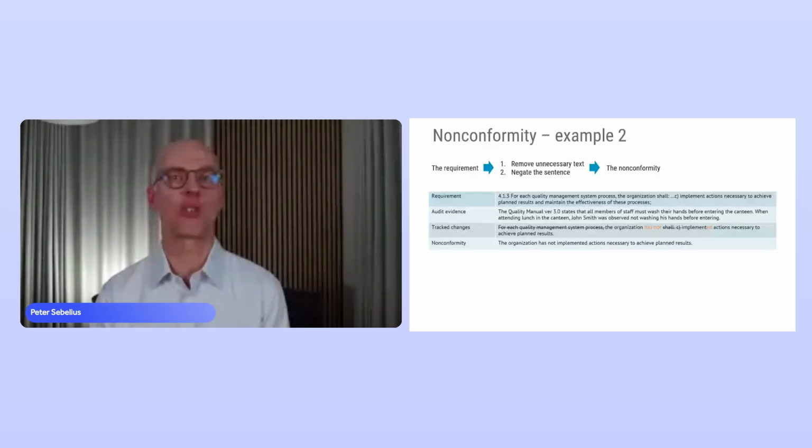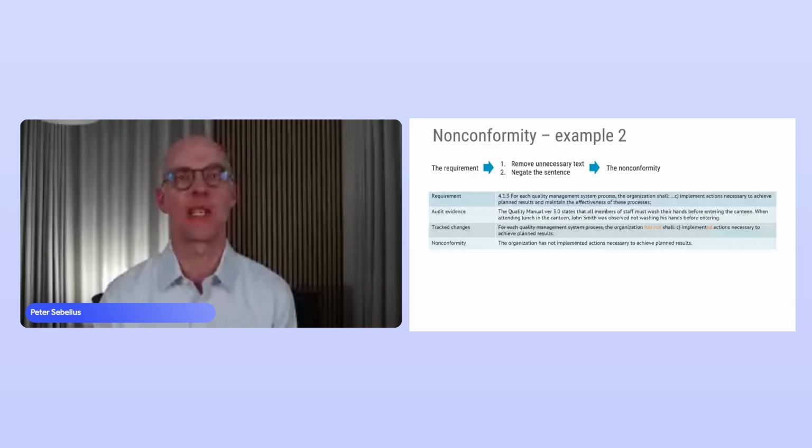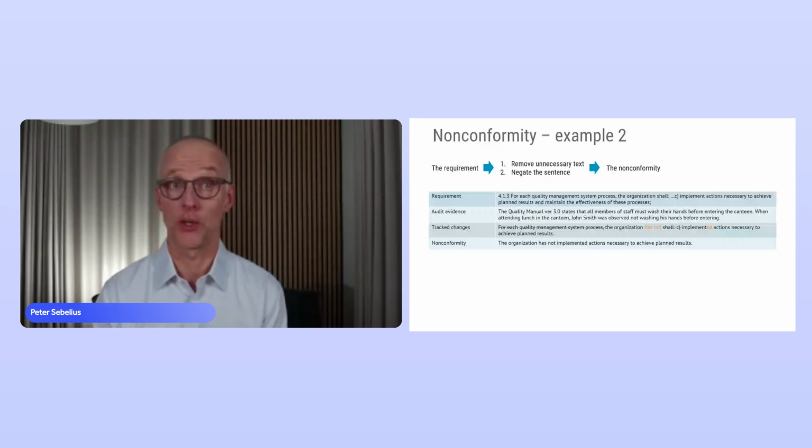So using the same methodology as before, we get the following nonconformity. The organization has not implemented actions necessary to achieve planned results. Sticking to this way of documenting the nonconformity is key to getting it right. Now, if you can't write a nonconformity in this way, following this pattern, maybe it shouldn't be a nonconformity. Maybe it's a subjective observation that you've made, which we should avoid, obviously.